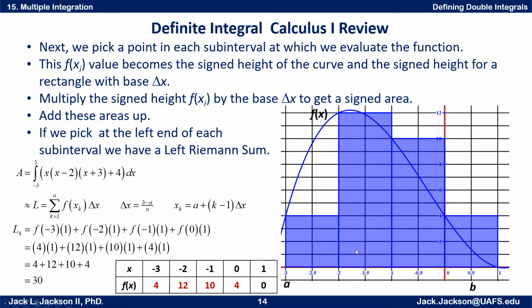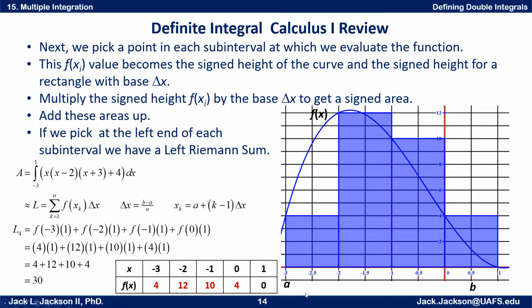I should say signed area, because these things right here might actually be negative numbers in some cases if the graph goes below the x-axis. Some of these would be negative, the rectangles would be going down, and they're going to actually subtract from the integral then because that area would be counted as a negative.